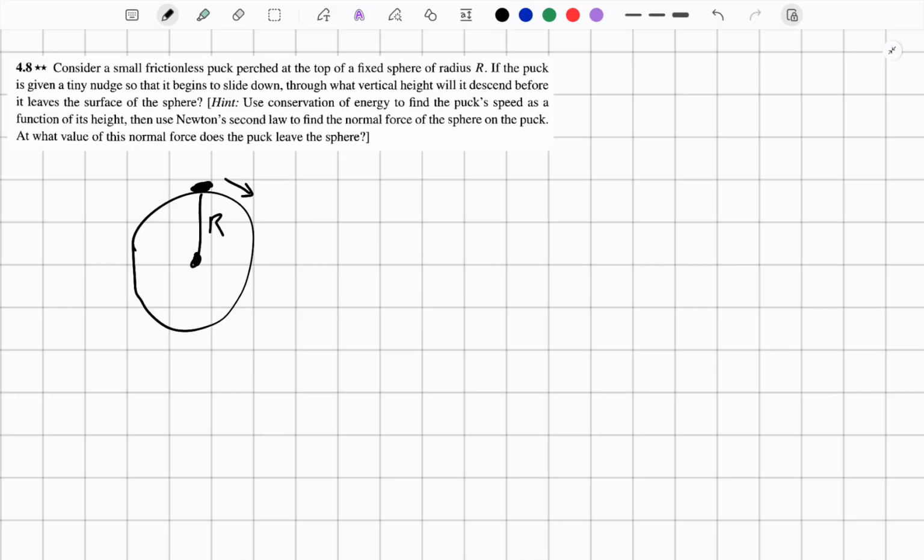So we want to find the puck speed as a function of its height and then use the second law to find the normal force on the sphere on the puck. What value of this normal force does the puck leave the sphere?